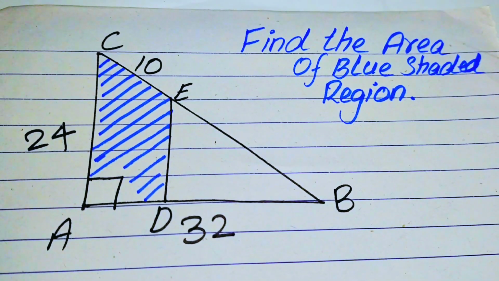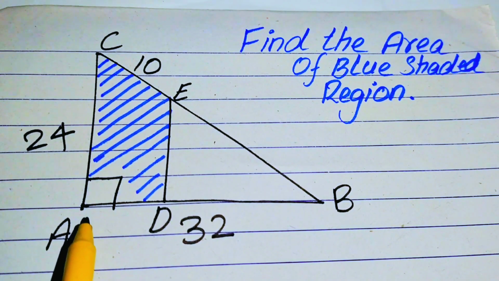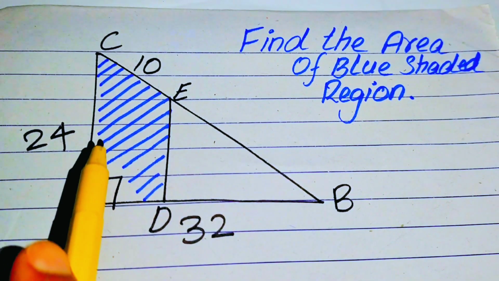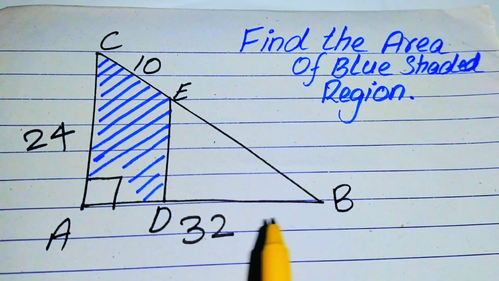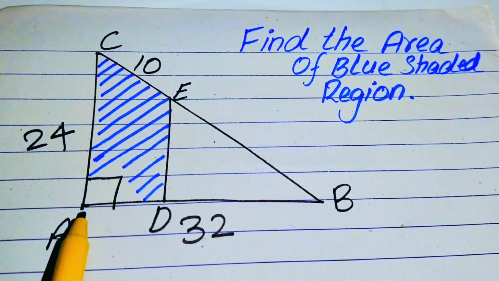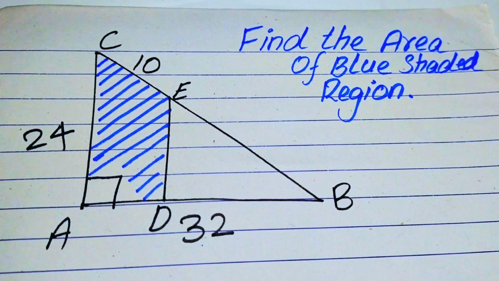In this video we are going to solve this nice math Olympiad geometry problem, and here we have a nice right triangle ABC in which the length of the side AB is 32 centimeters and the length of the side AC is 24.